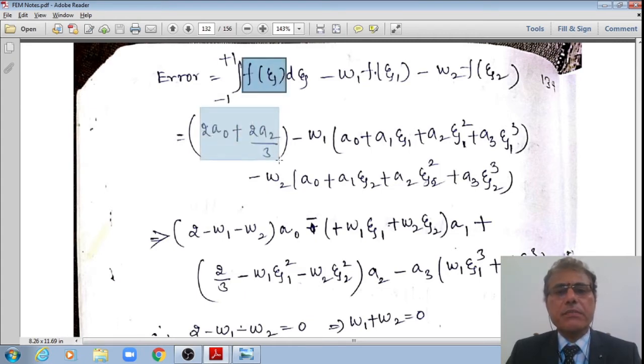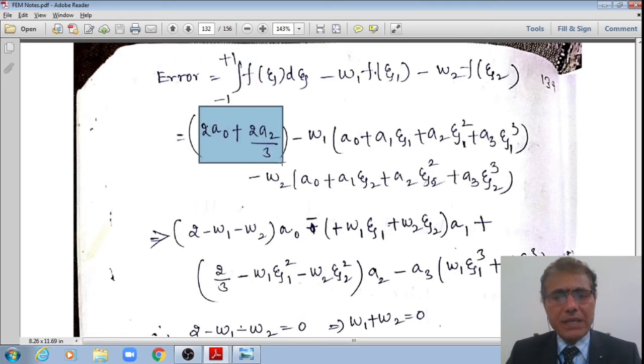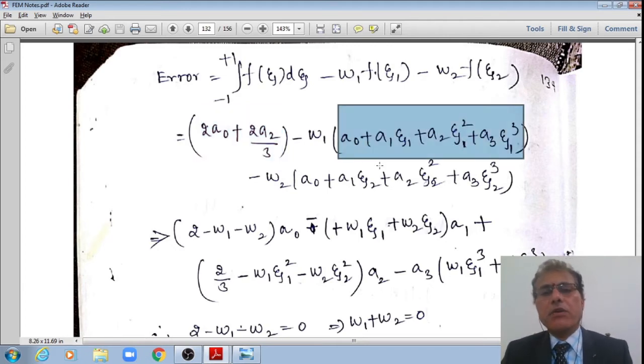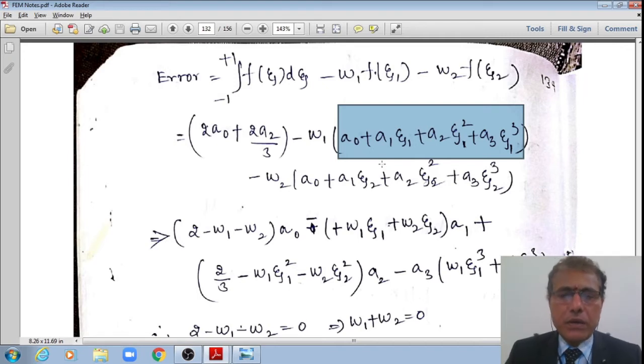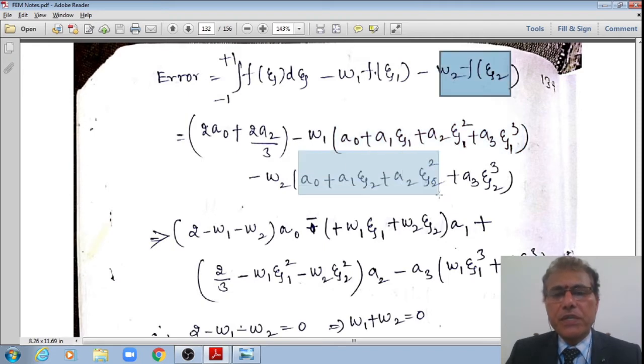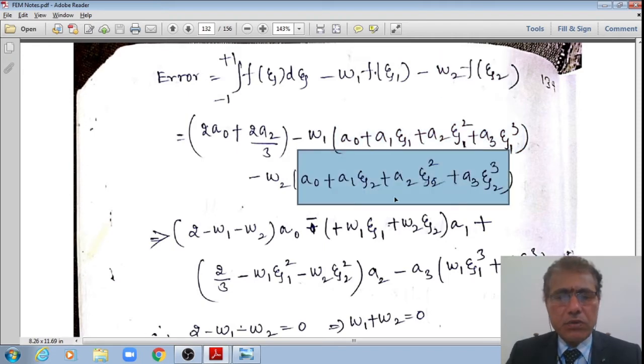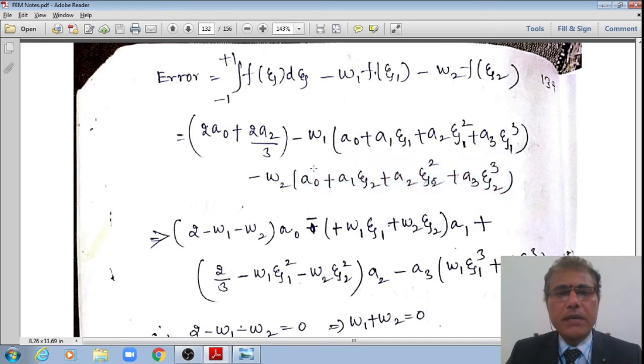That is how this becomes 2a0 plus 2a2 by 3, right? Then w1 multiplied by f of xi1. This is what f of xi1 is, students. W1 multiplied by a0 plus a1 xi1, a2 xi1 square, a3 xi1 cubed. Similarly, w2 multiplied by f of xi2 is a0 plus a1 xi2 plus a2 xi2 square, a3 xi2 cubed, right? That is how the error is formed.